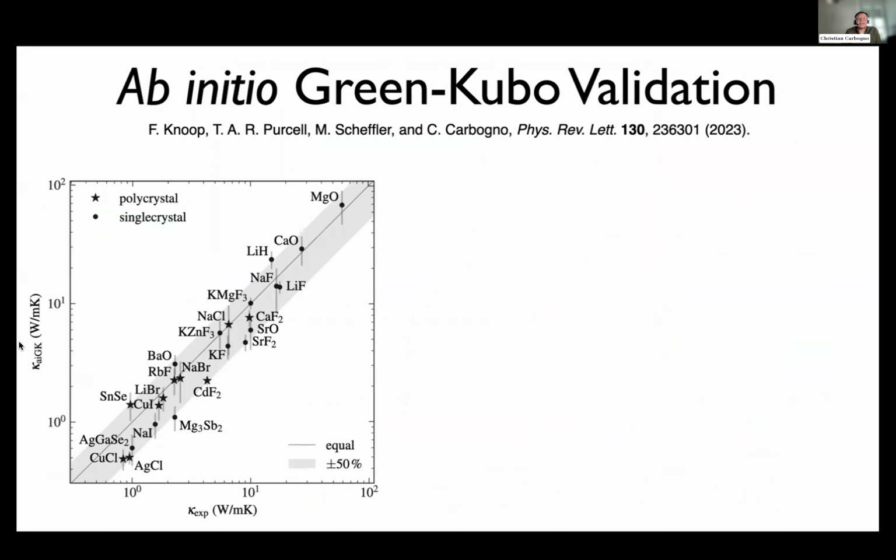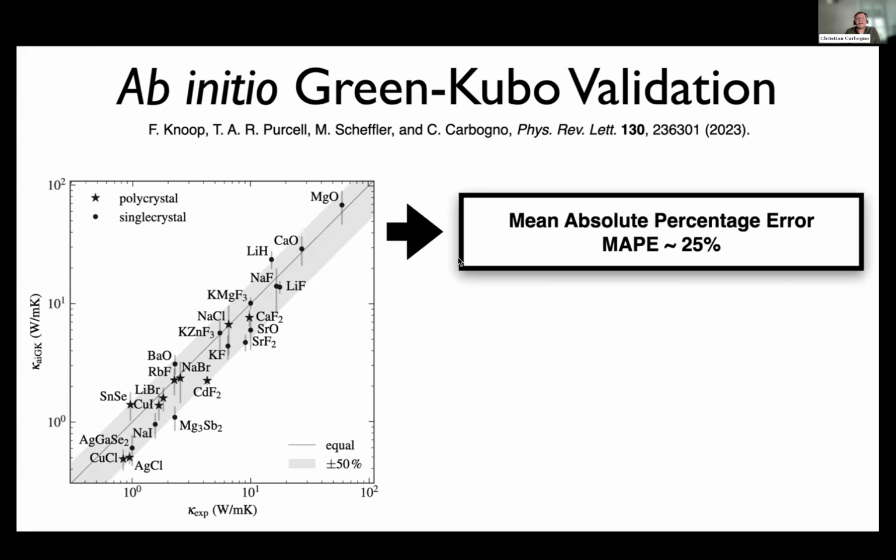You can indeed benchmark it across material space. Here we've done something like 30 plus materials for which relatively well measured experimental data was available, ranging from up to almost 100 watt per meter Kelvin down to less than 1 watt per meter Kelvin, so over 2 orders of magnitude. And you see that our calculations and experimental values are in very nice agreement, with a mean absolute percentage error of 25%. Also, experiment is not that much better, I would say, in many cases.